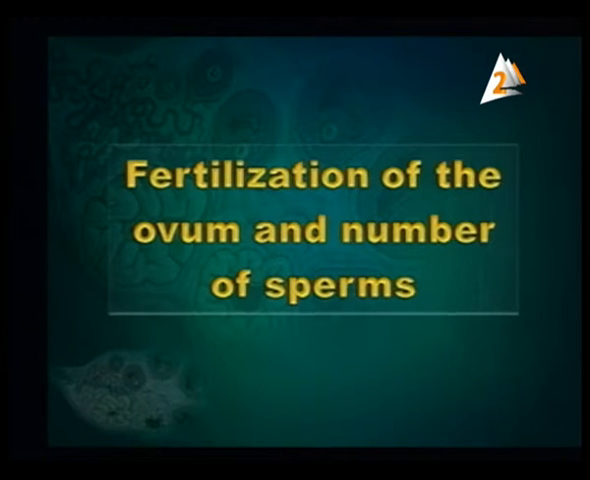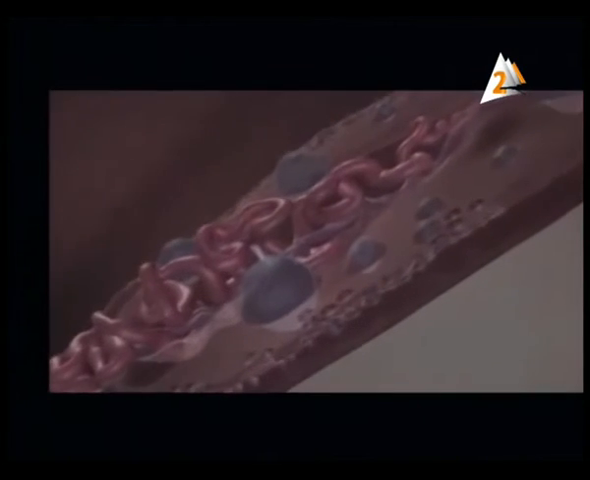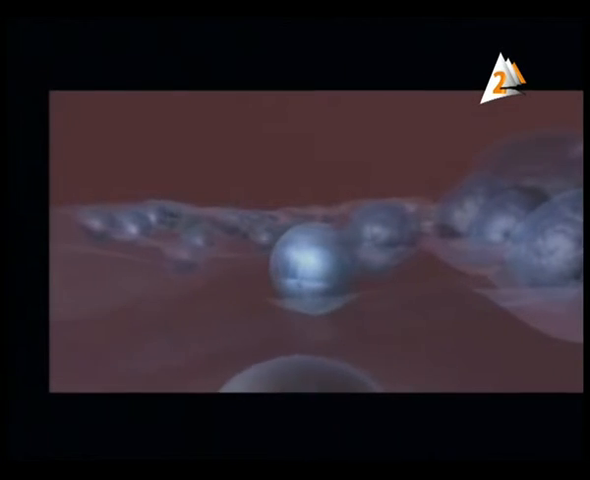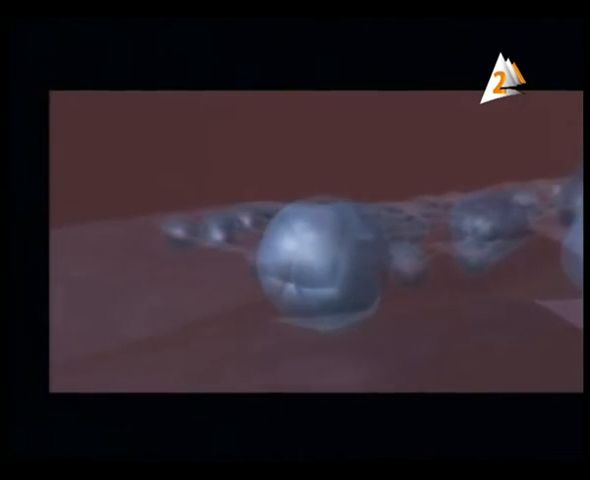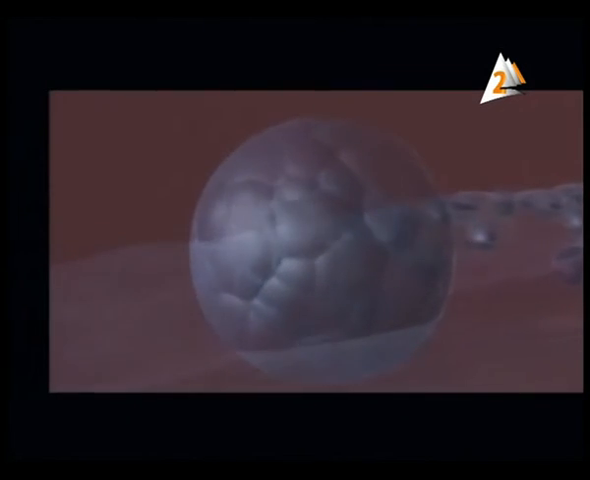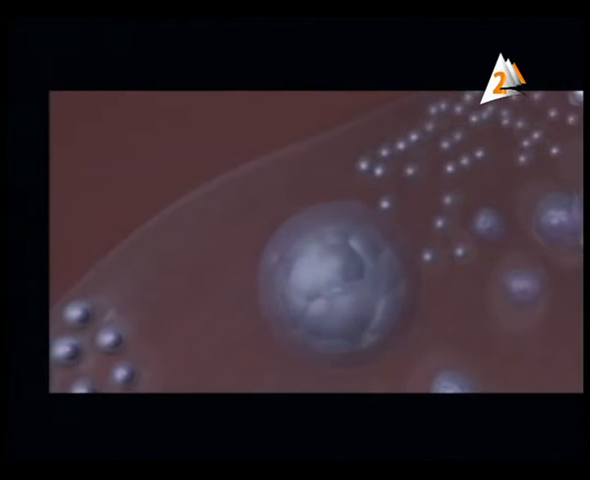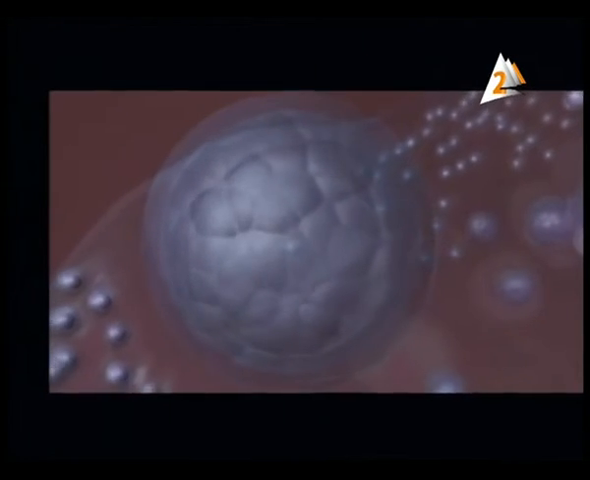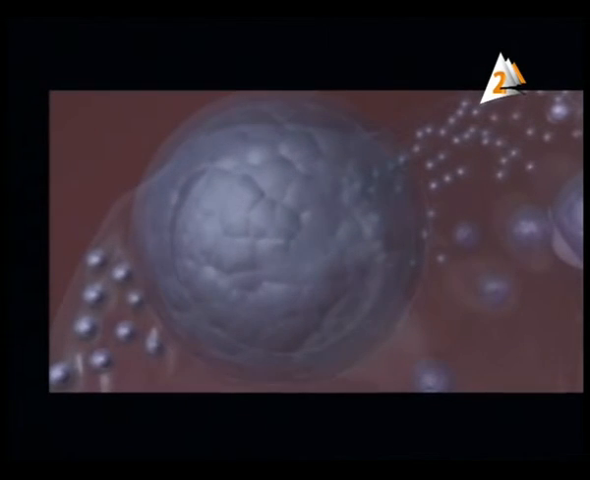Fertilization of the ovum and number of sperm. In this case, we found that the number of ova, as I said before, doesn't exceed 400 after the maturation of the female. The ovum consists of a cytoplasm and a nucleus.